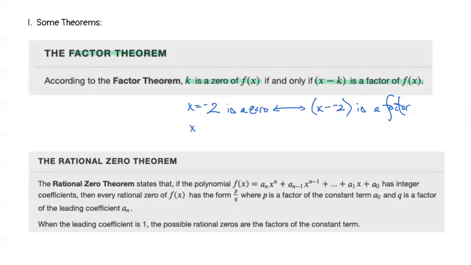But then we also said if x equals 3 is a 0, that means that x minus 3 is a factor. Right? That's all the factor theorem is. It just tells us, if we know a 0, what is the factor that goes with it. And that's helpful when we want to write out that linear factorization.